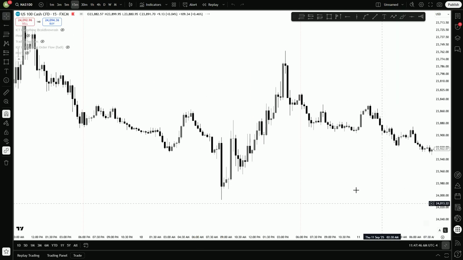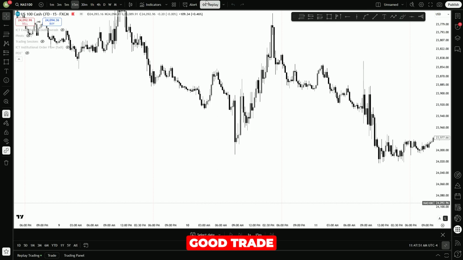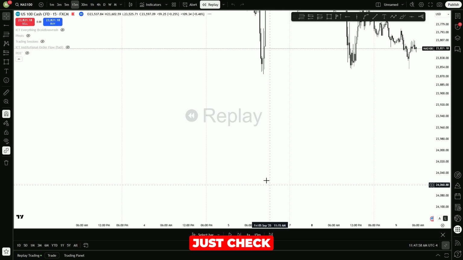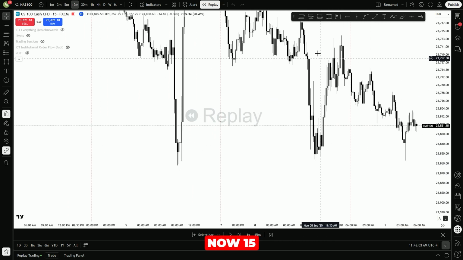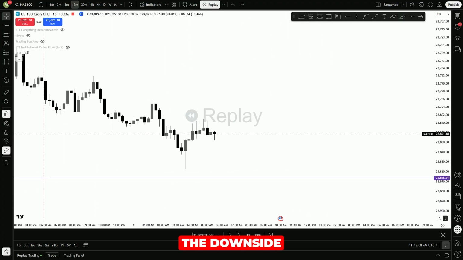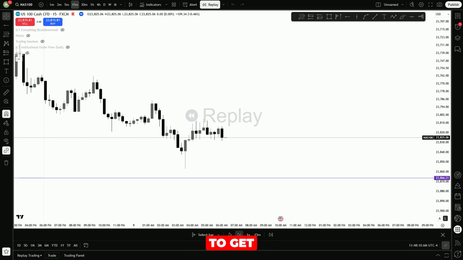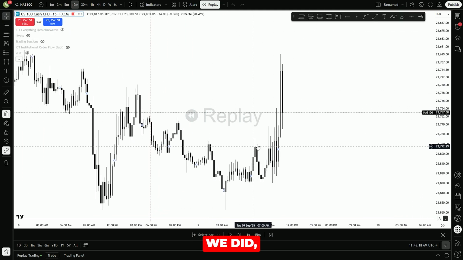Now let me use replay so we can get a good trade plan over here. Let me quickly select the bar. So this is now the 15-minute chart, and you can see we have a lot of liquidity pending toward the downside. We're going to wait to get this liquidity sweep. Okay, we didn't sweep this liquidity. What we did was simply manipulate toward the upside.